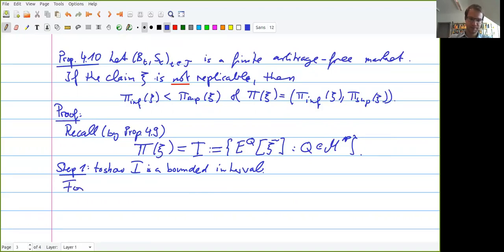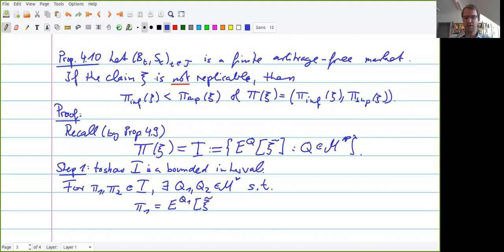So let me pick two elements, pi1 and pi2, in this set I. This means there exist two equivalent martingale measures, Q1 and Q2, such that, well, this is the definition of this set I: pi1 is given by the expected value of the discounted claim under Q1, and pi2 is the expected value of the discounted claim under Q2.